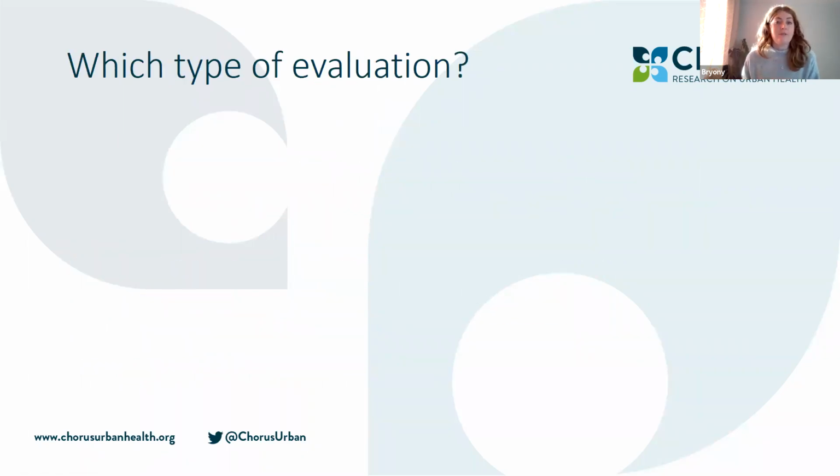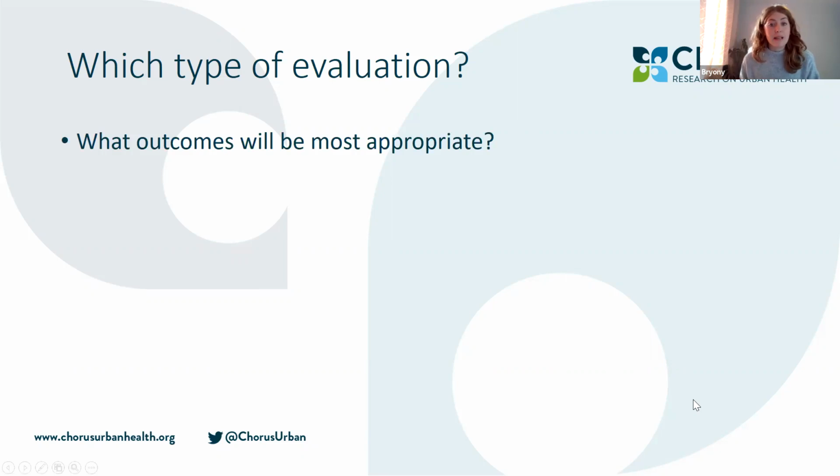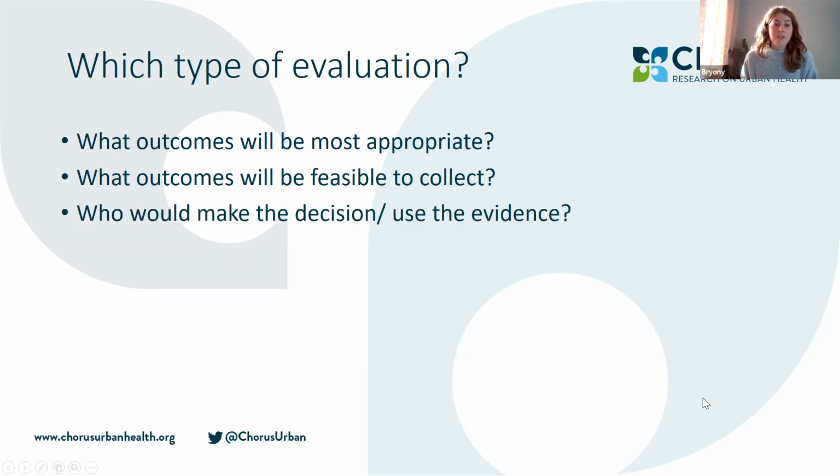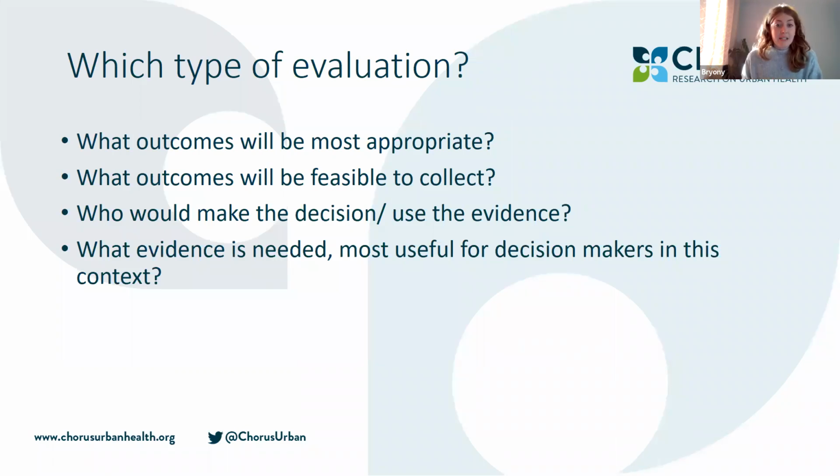So we have these different types of evaluation, but how do we decide which might be the most appropriate for our projects? Well, the answer is that there's not really a straightforward answer, and there's lots of different things that we might want to consider. So we might need to think about what outcome to use in terms of what will be the most appropriate for the research question, but also what's going to be feasible for us to collect within our studies. We also need to think about who will make the decision or use the evidence that we're going to produce, and what evidence is needed or will be most useful for decision makers in our context.